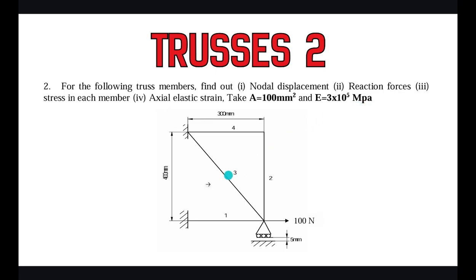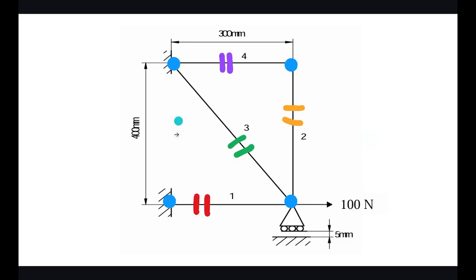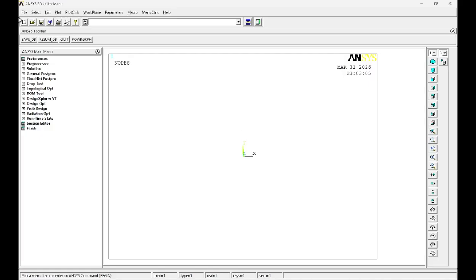There are four key points we'll have to create. There are four bars, 1, 2, 3 and 4, and four key points. We'll have to start from here to here and follow it with all the others. So this is the plan, and let's start the structures in ANSYS.